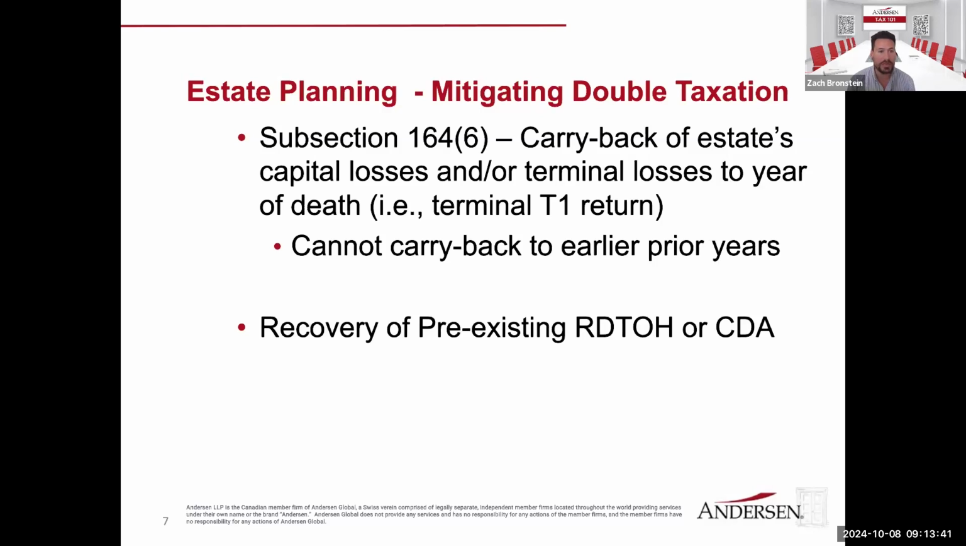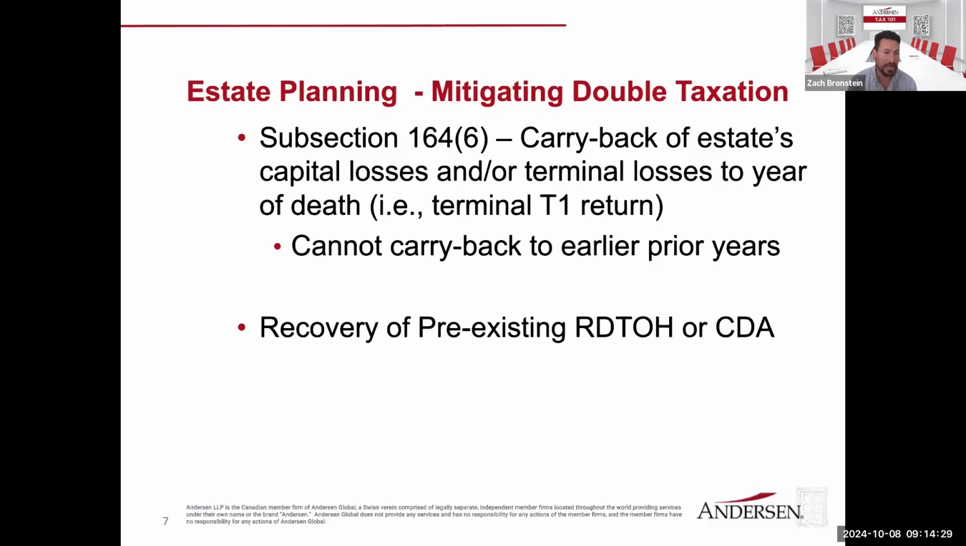Another consideration to getting the overall taxes down would be to give consideration to existing tax attributes within the corporation itself. One of those tax attributes is the RDTOH, which is an acronym for Refundable Dividend Tax on Hand. That is a pool that a Canadian corporation maintains that represents the balance of refund that the company will receive based on taxable dividends that it pays. For every dollar of taxable dividend it pays, it receives a dividend refund of 38 cents on the dollar, up to the balance of the RDTOH pool.